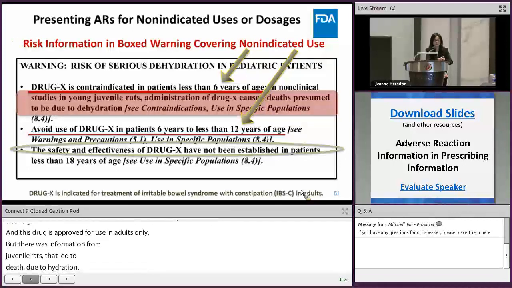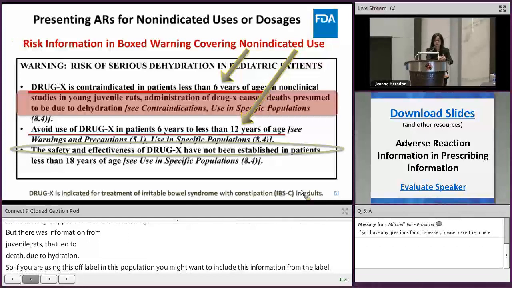Again, it showed up in the box warning. Drug X is contraindicated in patients less than 6 years of age. Avoid use from 6 to 12. And then, again, the disclaimer that safety and effectiveness of Drug X has not been established in anyone less than 18.